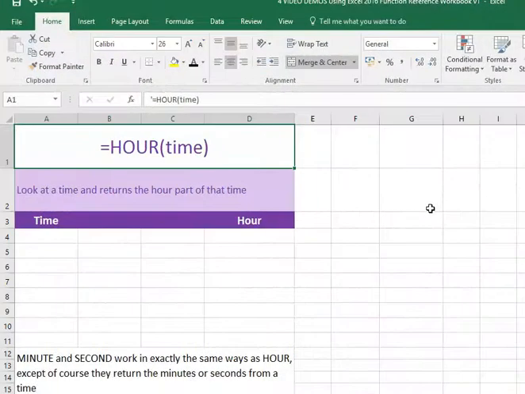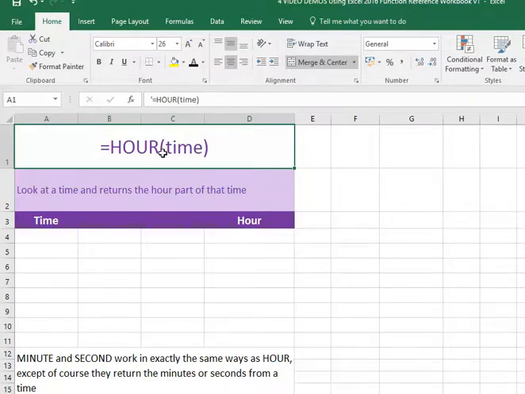Welcome to this demonstration of how we might use the function called hour. We've seen how Excel uses time, and we know that it's a decimal and that all times generally fall between 0 and 1. So 0.5, as we said, is 12 o'clock midday, and 0.75 is 6 o'clock in the evening.